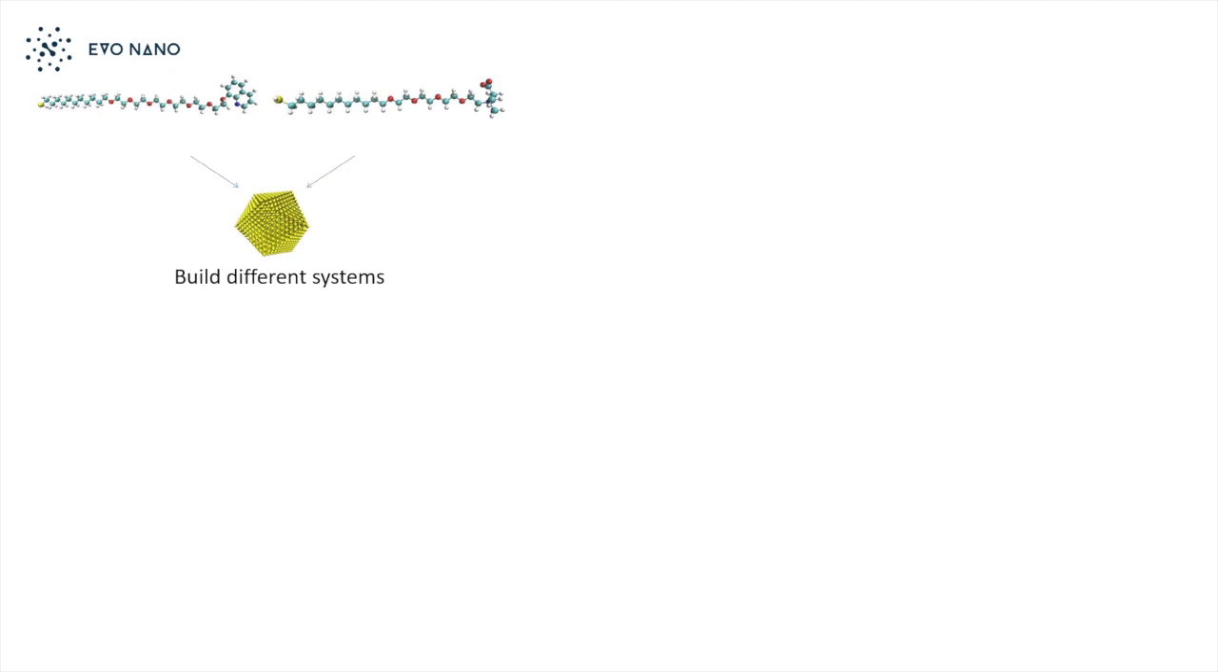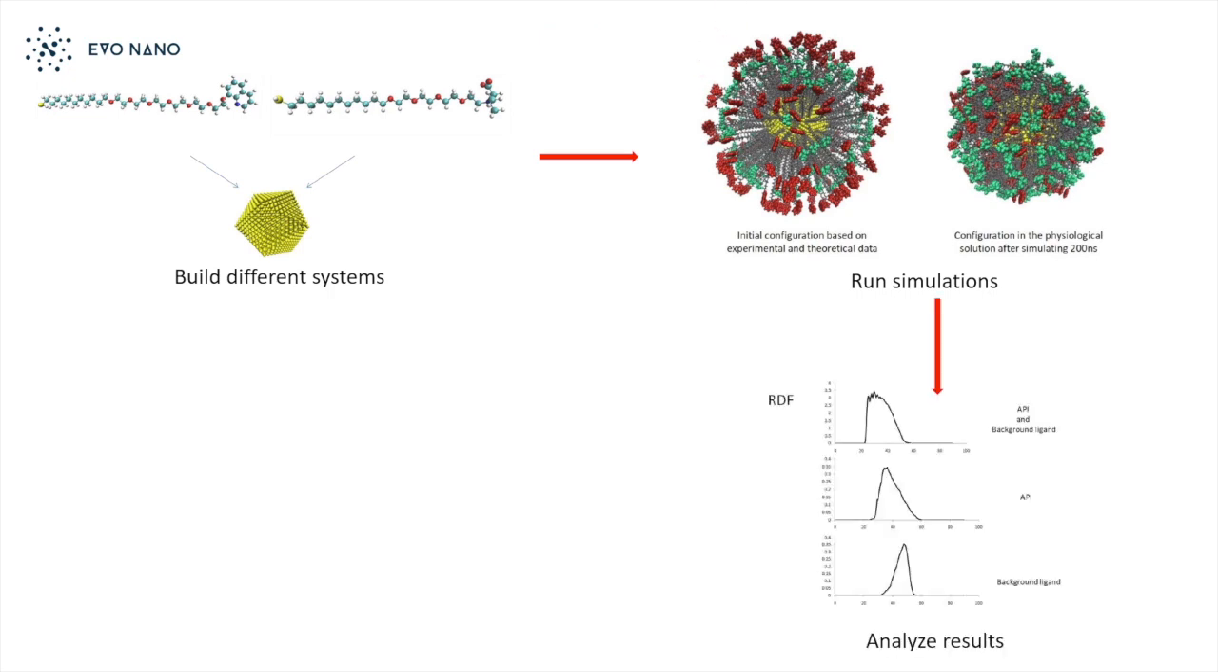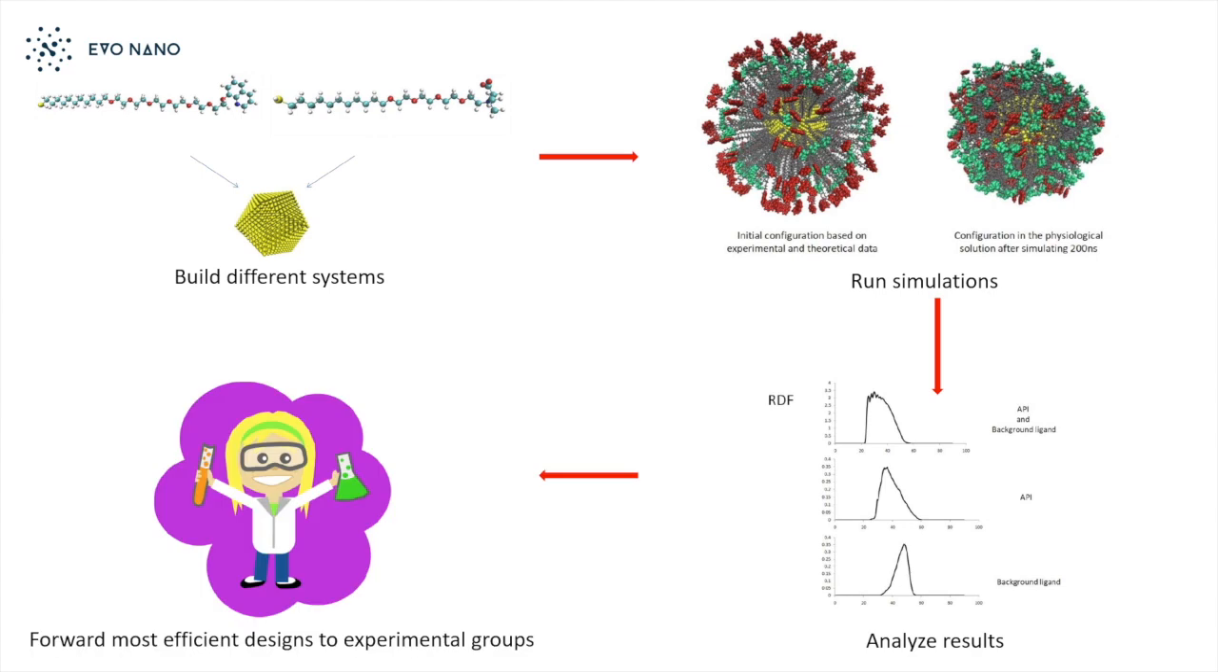After we have prepared our nanomedicines, we start running simulations in a biologically equivalent environment so we can see how these structural changes we made affect nanomedicine behavior. After the simulations are done, we analyze the results to see which chemical modifications are favorable, and in the end we can forward the most efficient designs to experimental groups.